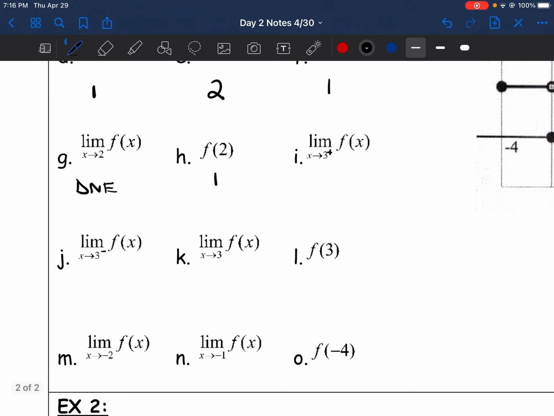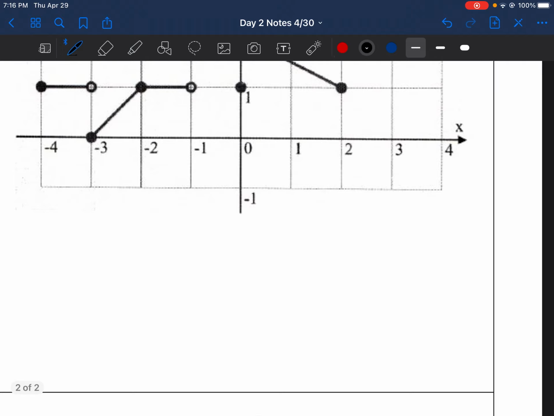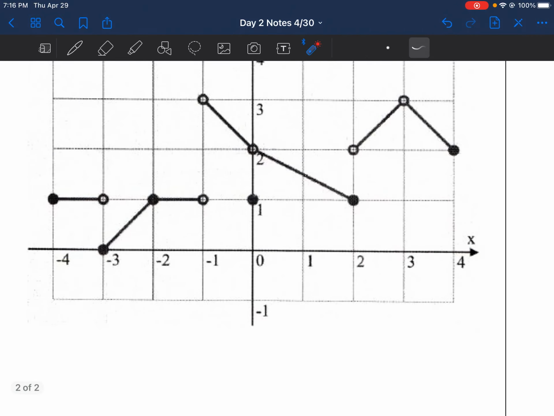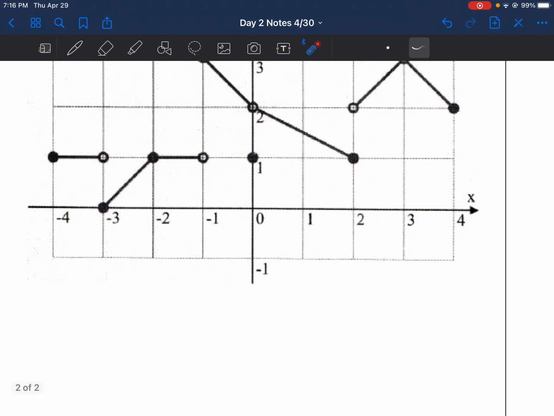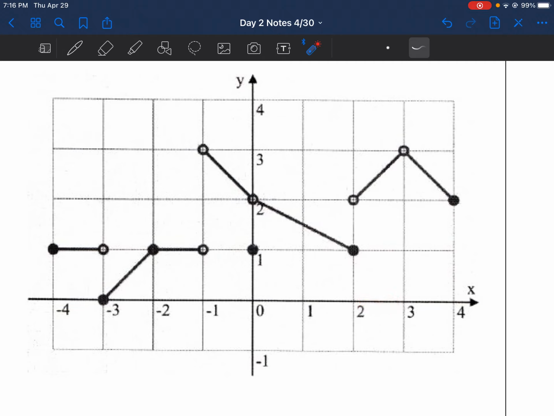Okay. Let's now look at the limit of f of x as x approaches 3 from the right and from the left. So we're all the way over here at 3 now. From the right side, as we approach 3 from the right, the function values are approaching 3. Let's look from the left. So now we're going to approach 3 from the left. Well, we can see that the y values approach 3.